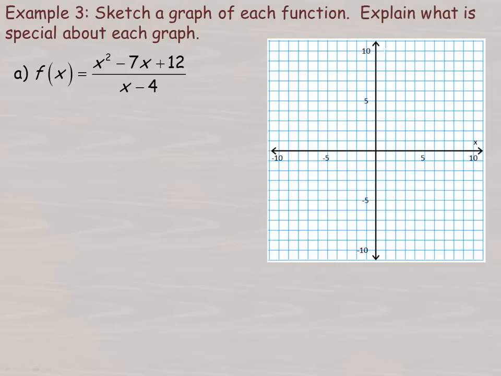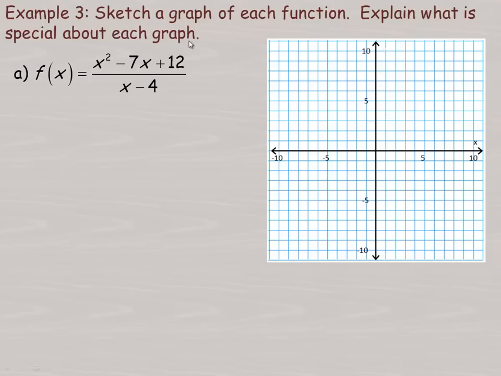Flipping over to example 3, we're going to take a look at one example here and one on the next page as well. It says sketch a graph of each, explain what is special about each graph. So the first one is f of x equals x squared minus 7x plus 12 over x minus 4.